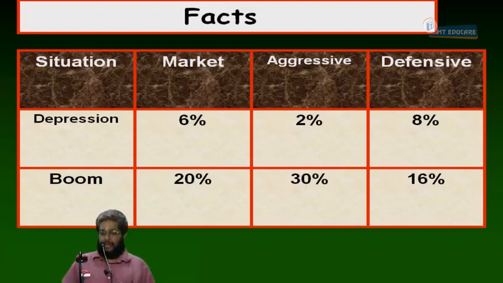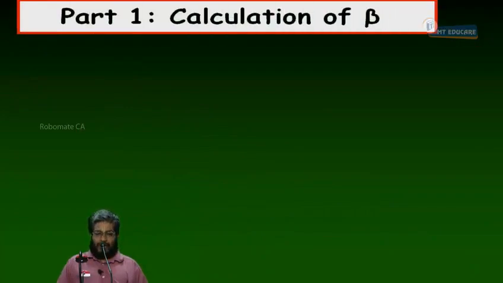Next. The first part is Part 1, calculation of beta. We have four parts, and we are going to answer them one by one. Let us quickly do it. Part 1, calculation of beta.